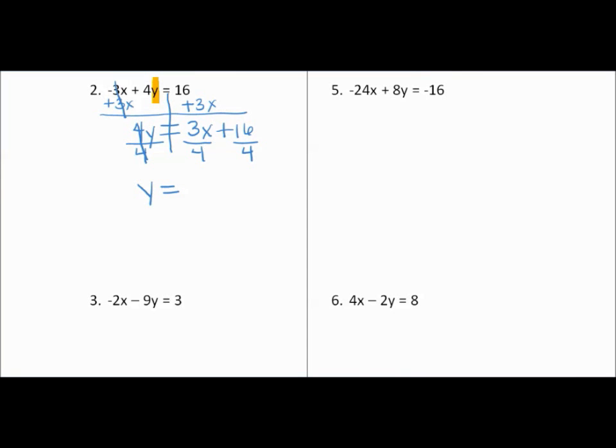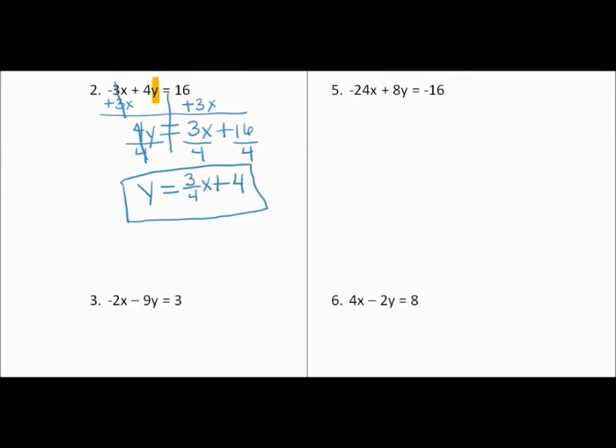Okay, so now when I look at the right side, I'll have 3 over 4x. That means that my coefficient is just 3/4. Bring down the x. And then 16 divided by 4 is 4. So my slope-intercept form is y equals 3/4 x plus 4.